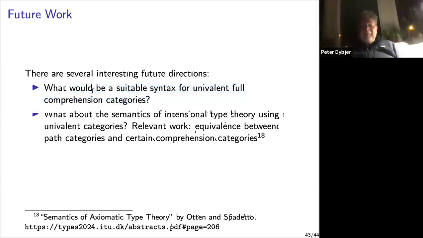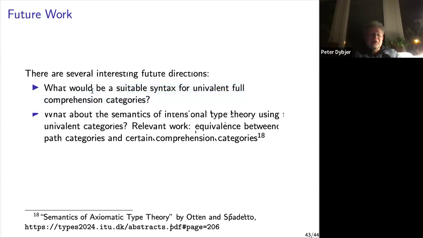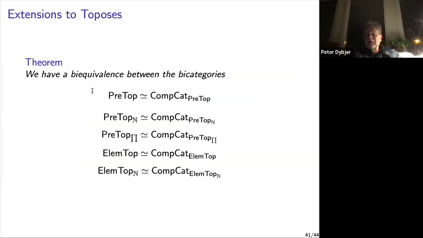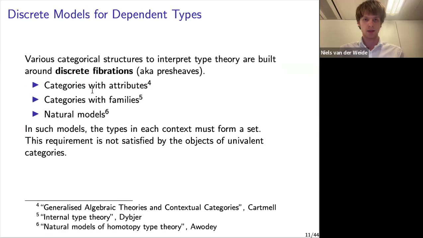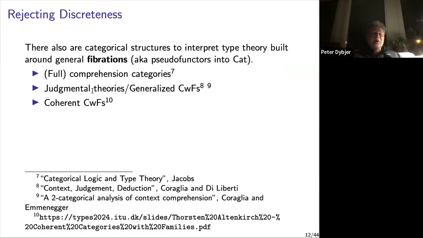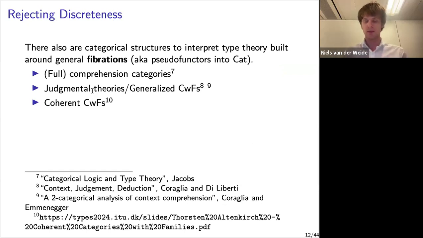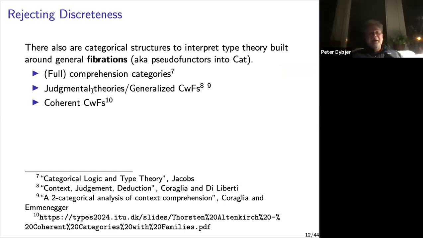Hi. Actually, it's a related question. You mentioned these generalized CWFs by Corallia, Emenegger, Diliberti, right? Yes. Would the theorem be true if you instead said you have a bicategory of univalent generalized CWFs? Would that be biequivalent to the univalent finite limit categories, for example, provided you have the extra structure?